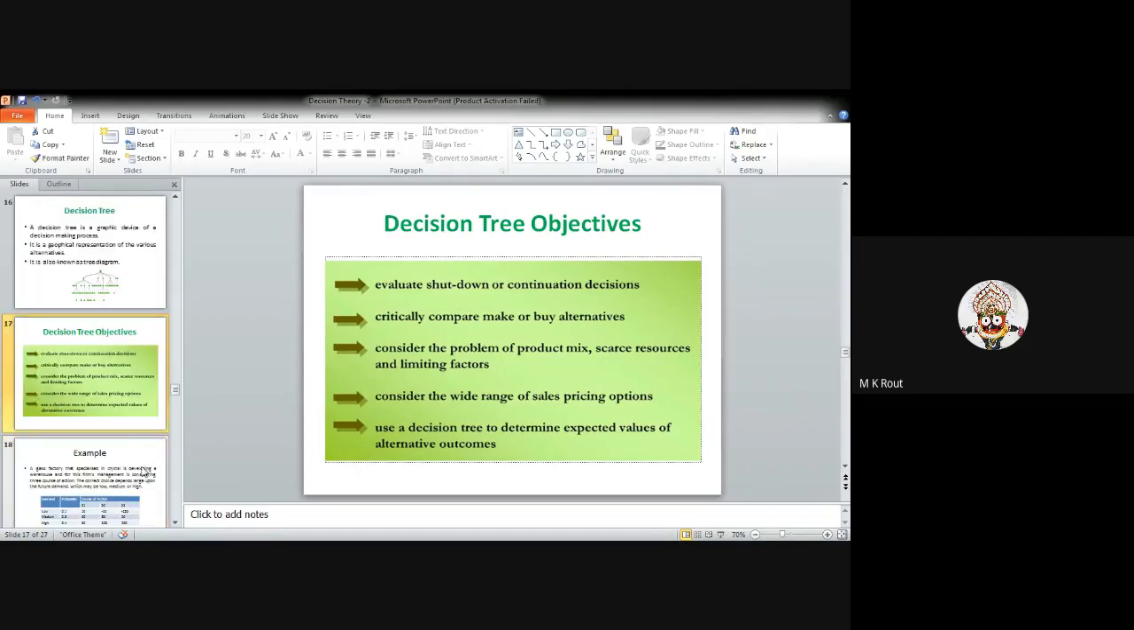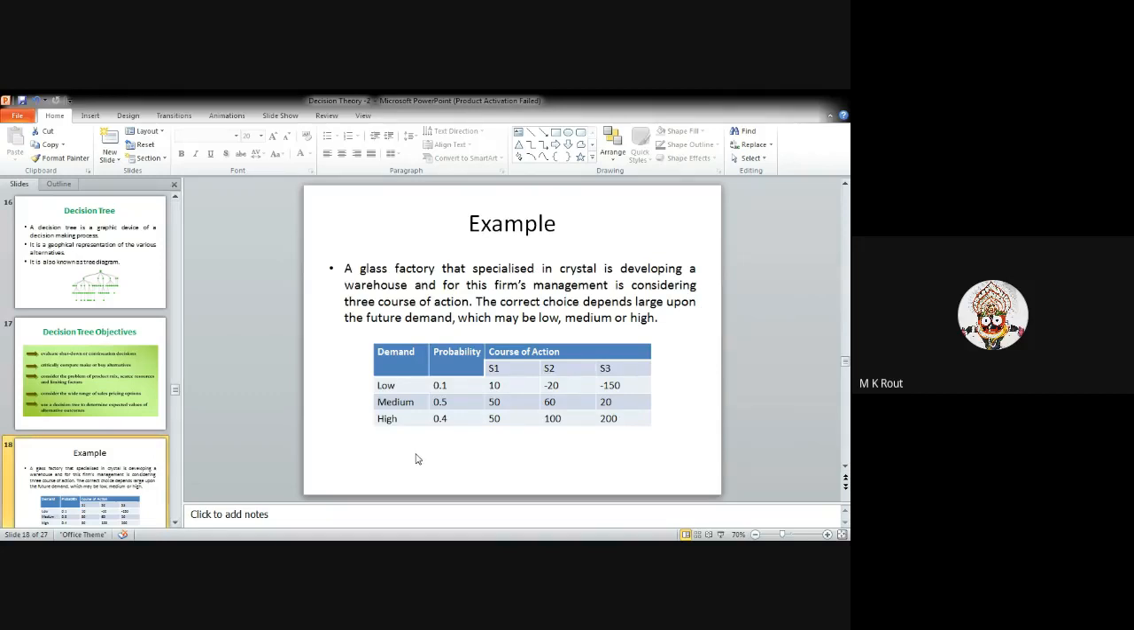Moving to next part, this is a typical example of industries. A glass factory that is specialized in making crystal is developing a warehouse. For this, the firm management is considering three courses of action. The correct choice depends upon future demand, which may be low, medium, or high. Here the payoff matrix is given for low demand, medium demand, and high demand, with respective probabilities 0.1, 0.5, and 0.4.